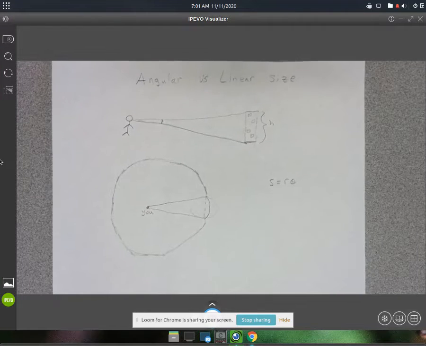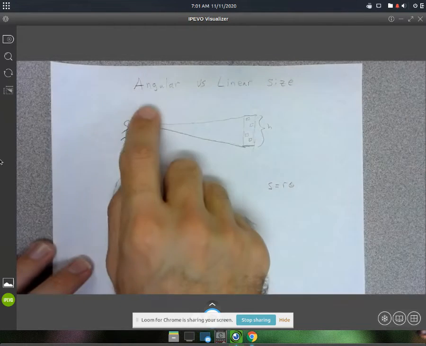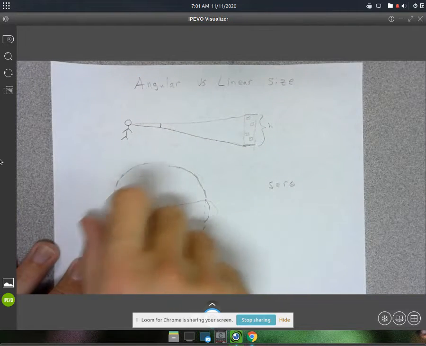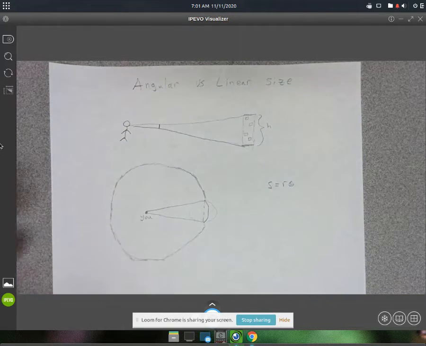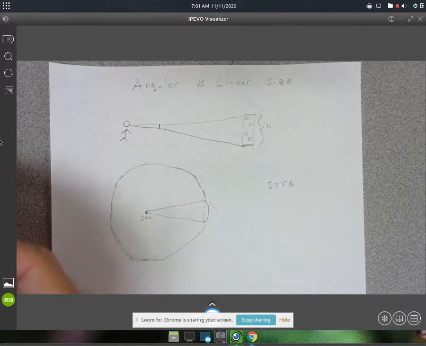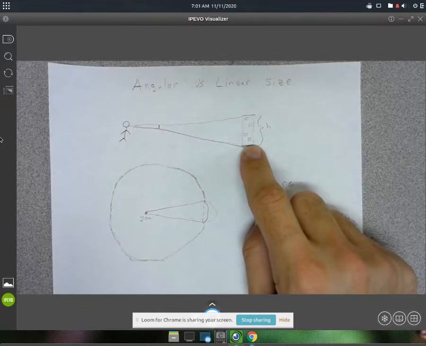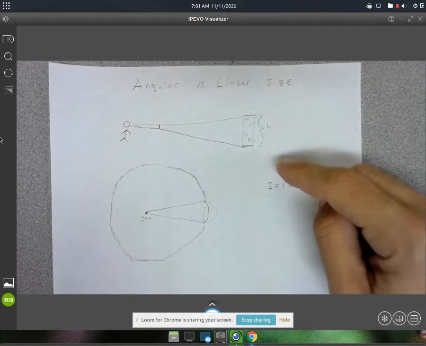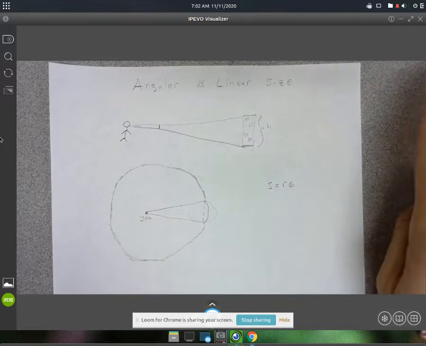All right, so in this video, I'm just going to define what angular size means. So linear size, that's the common way that we measure the size of something. For instance, this building right here would be however many feet tall. That's measuring its linear size, and that's a constant. It's always going to be that size.